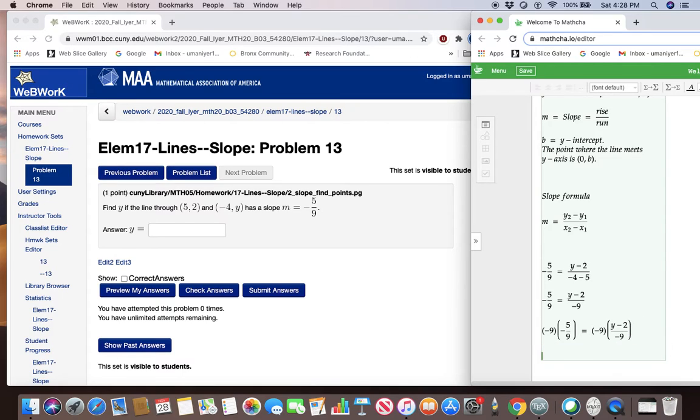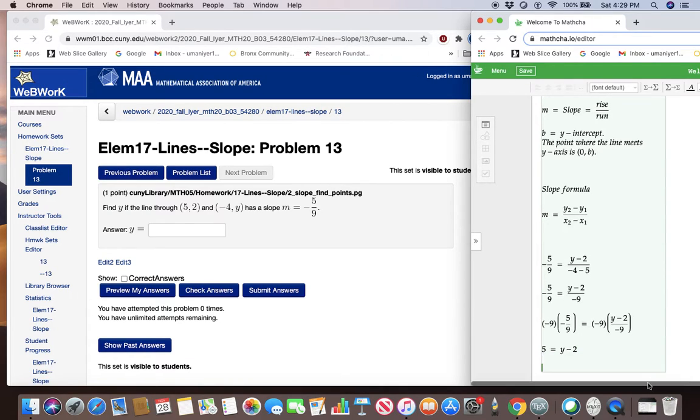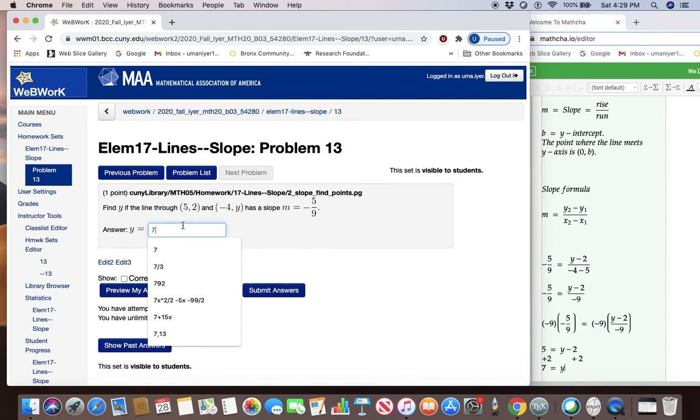All right, so you see 9 cancels, negative and negative cancel. I have a 5 on the left hand side. On the right hand side, negative 9 and negative 9 cancel. I'm left with y minus 2. At this point, add 2 to both sides. I get 7 equals y. You understand? Those two cancel and you're left with y equals 7.